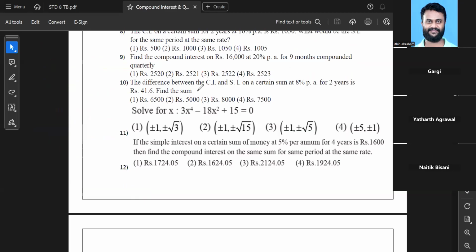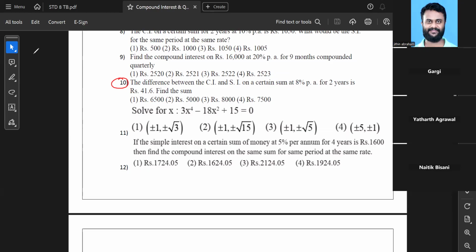Okay. So ninth question का answer is the third option. Yes. Now let's go for the next one. That is the 10th problem. The difference between compound interest and simple interest on a sum at 8% for 2 years is 41.6. Find the sum.